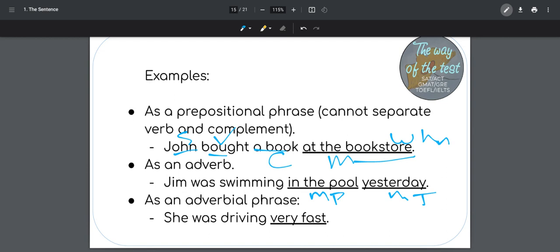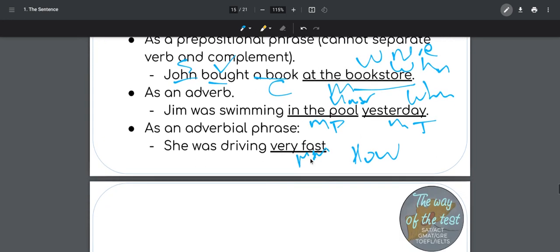And then, she was driving very fast, which is a modifier of how, of manner. So how was she driving? Very fast. So this answers how, this answers where and when, and this answers where. Copy this if you have to copy.